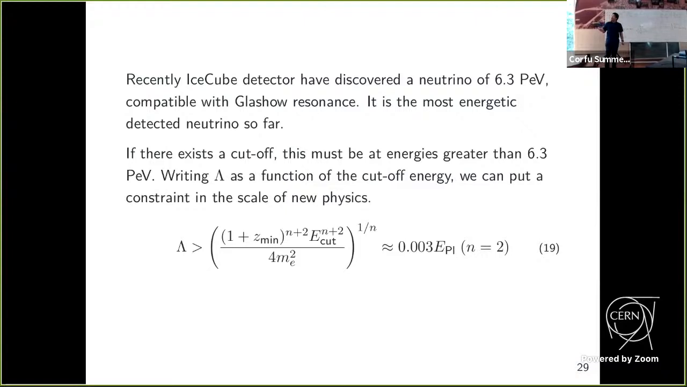In this case, for n equal 2, and using a cutoff that has to be at least at this energy, we get that the scale of new physics has to be 0.003 times the Planck mass, the scale of Planck. But we can use this relation the other way around.